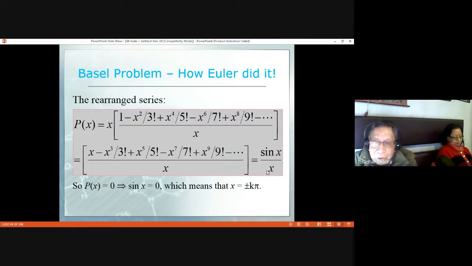Not x is 0, because if x is 0, it will be infinite. So it will be 0 if this is 0, which means that it can be 0 when x is equal to plus minus k pi. Sin x will be 0 when x is equal to plus minus k pi. So in this way, he found the roots of this polynomial.